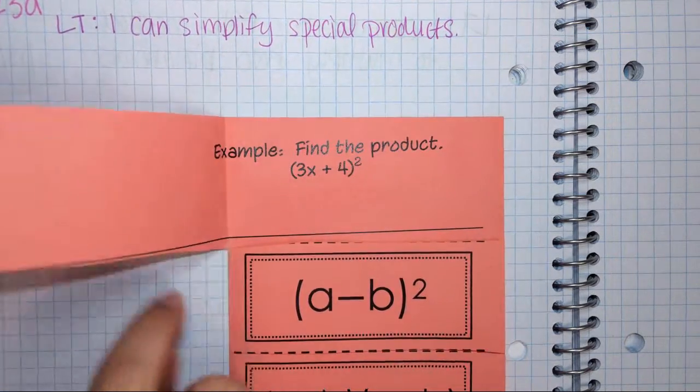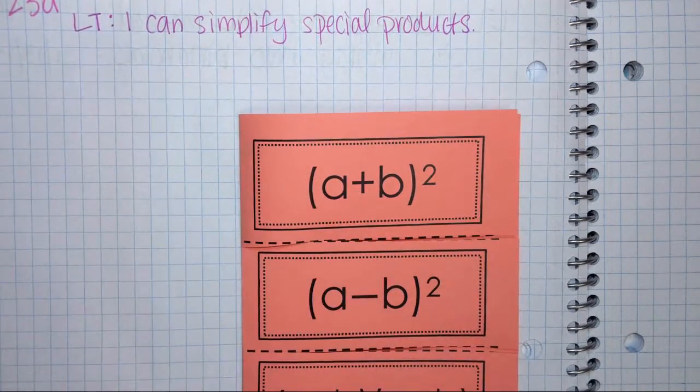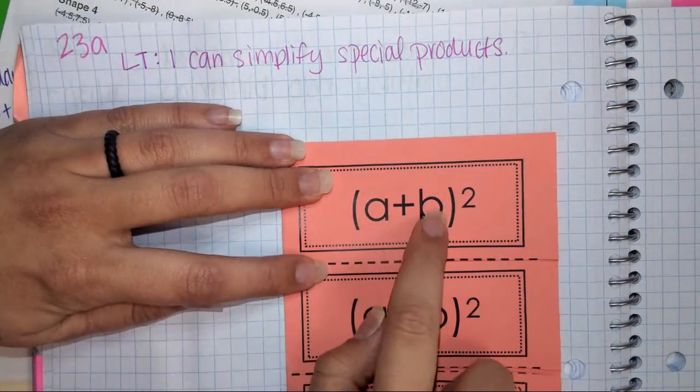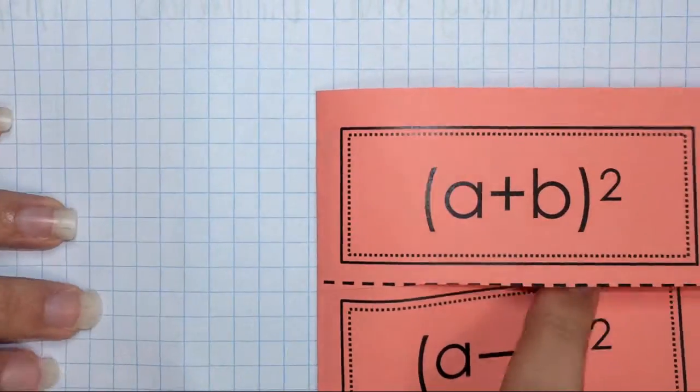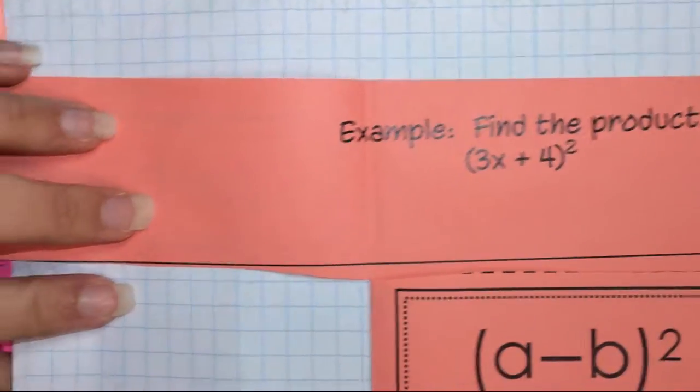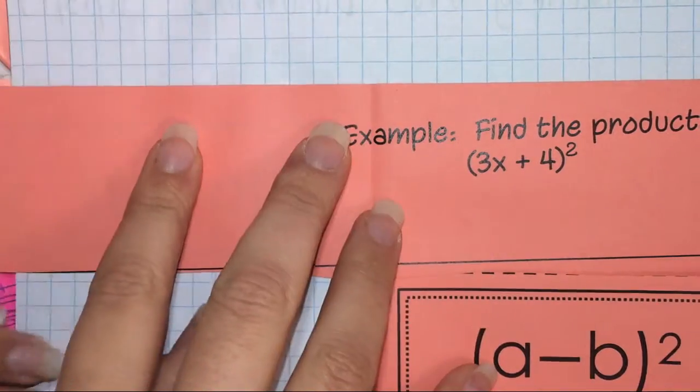Okay. Alright, so the first one we're going to do is we're going to talk about what happens when we add. So if you have a plus b quantity squared, there's a special way to work this out, and you don't have to use FOIL. It's magic. But this only works on special products. Are you guys ready?